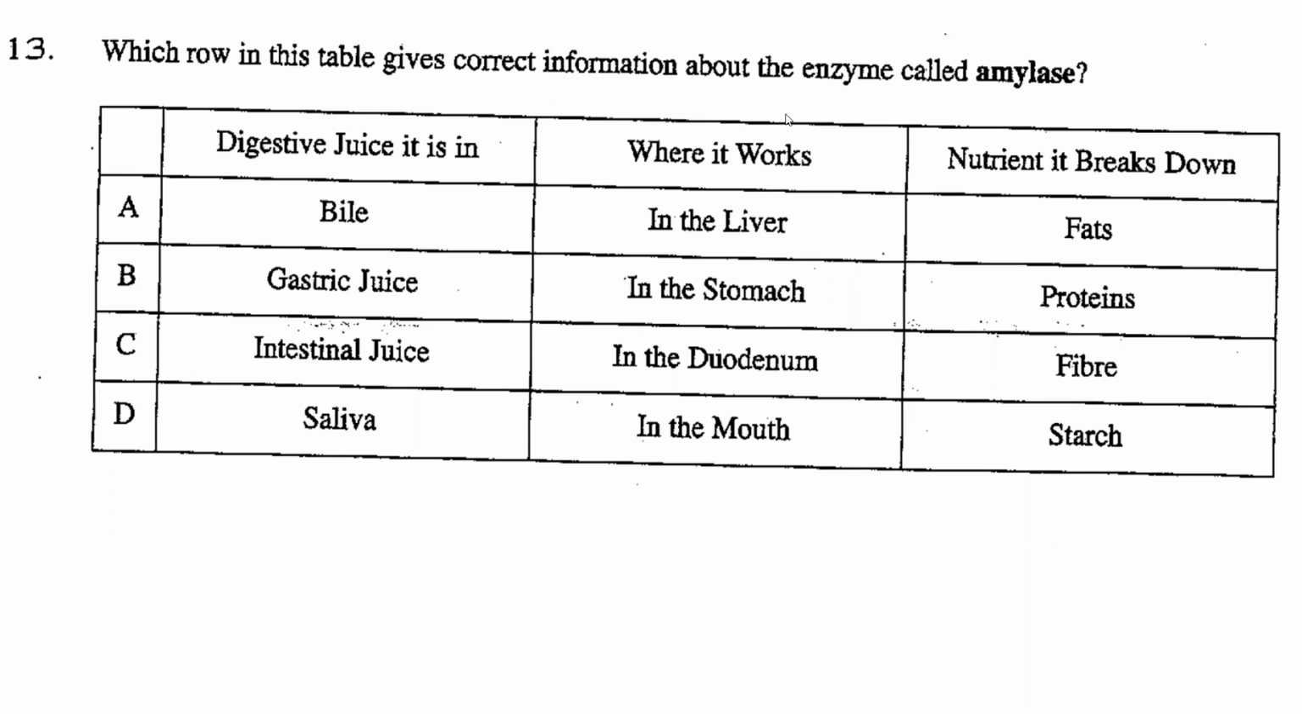A, bile in the liver, fats. B, gastric juices in the stomach, proteins. Intestinal juices in the duodenum, fiber. Saliva in the mouth, starch.